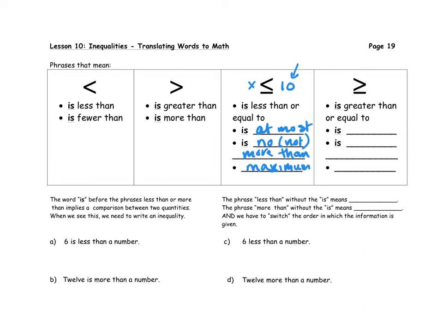The hard part about those is those words, when I hear them, if I hear the word at most, I'm thinking more than. Same with maximum, I'm thinking more than. But we have to realize that whatever the unknown number is cannot exceed the other number, in this case, for example, 10. So let's look at the other symbol. Is greater than or equal to. Again, if I have is, it's implying this symbol.